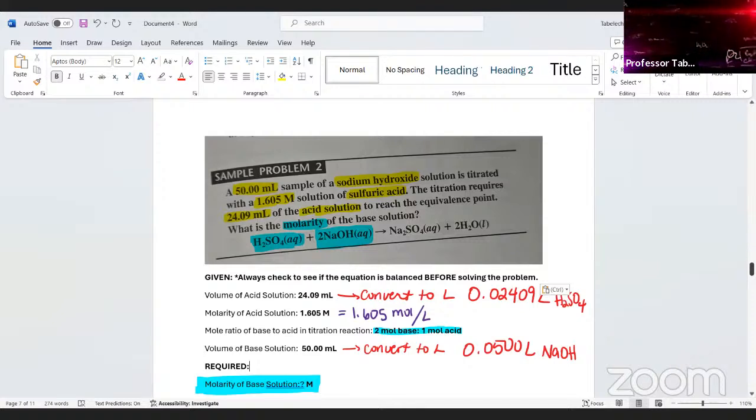Now, let me go through the problem with you all and show you what you need to do in order to figure out how this whole process works. First off, in this particular sample problem, it says a 50 milliliter sample of sodium hydroxide solution is titrated with a 1.605 molarity solution of sulfuric acid. The titration requires 24.09 milliliters of the acid solution to reach the equivalence point. What is the molarity of the base solution? Now, do you all know what equivalence point means? What does equivalence point mean?